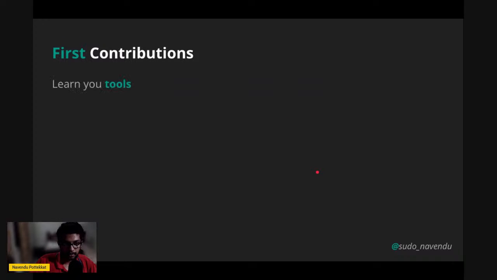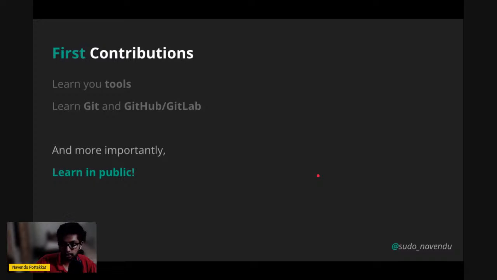Another thing is that you should learn your tools. You are as good as the tools you are using. So you should definitely learn Git, the version control system, and a cloud hosted Git environment like GitHub or GitLab. Most of the open source projects are hosted either in GitHub or GitLab. If you can find your way around these platforms, then that is really good. And the most important thing you need to keep in mind is that you should learn in public. Always document what you are learning.